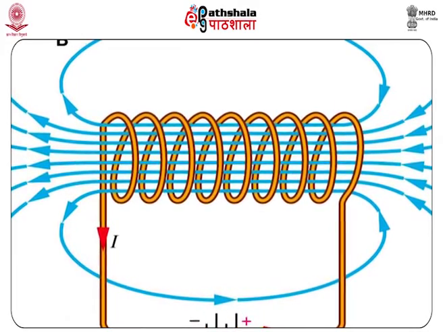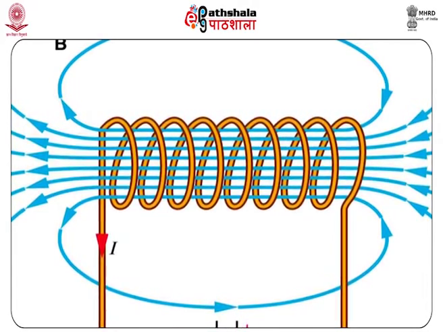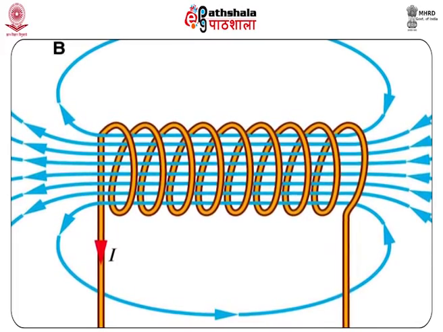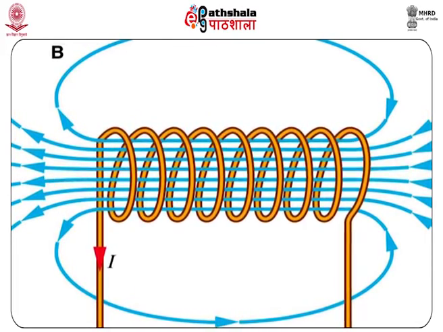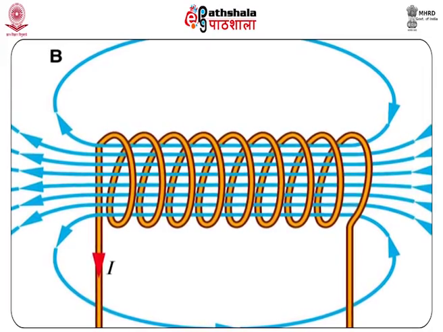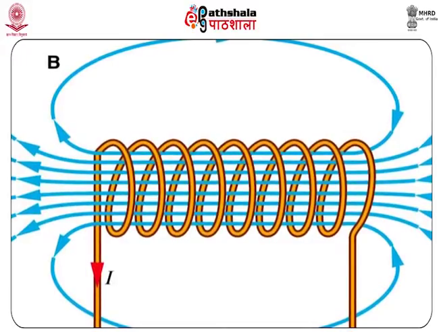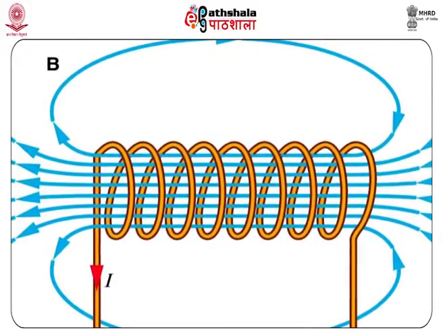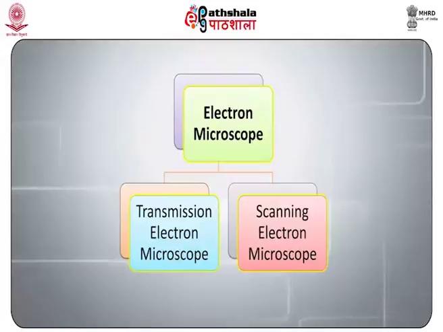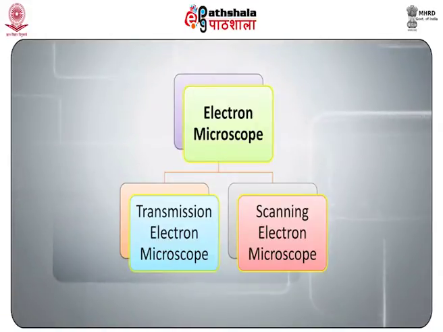A solenoid is basically a coil of wire around the outside of a tube, through which electric current is passed, thereby inducing an electromagnetic field. The beam is controlled by adjusting the current, as electrons are very sensitive to magnetic fields. Now there are two types of electron microscope. Number one is TEM, which is known as transmission electron microscope, and the second one is SEM. Its full form is scanning electron microscope.